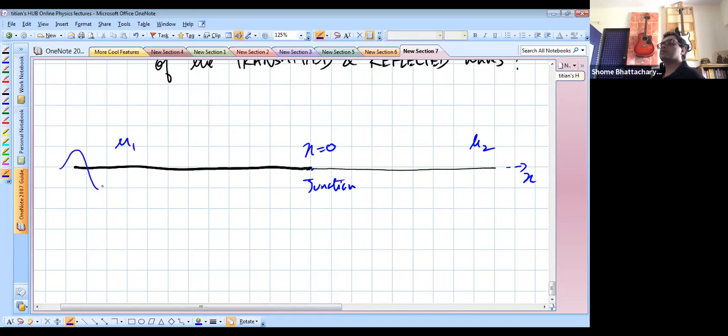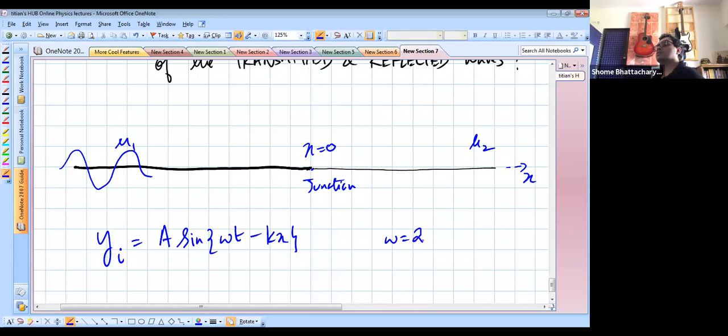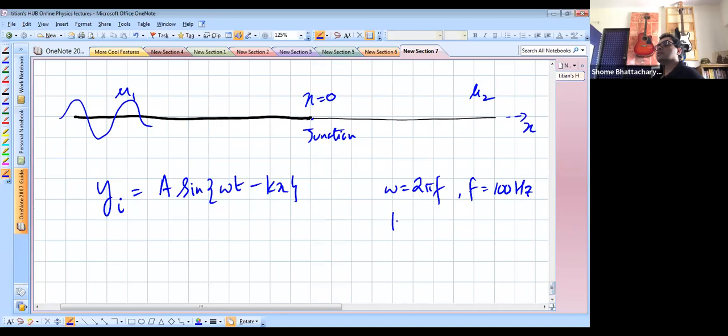So first of all, let me write an equation for the incident wave. The incident wave's equation becomes some amplitude times sine of omega t minus kx, where omega is 2 pi f and frequency was 100 hertz. k is 2 pi by lambda, where f lambda is equal to the speed of the wave in this medium, that is square root of T divided by mu1.